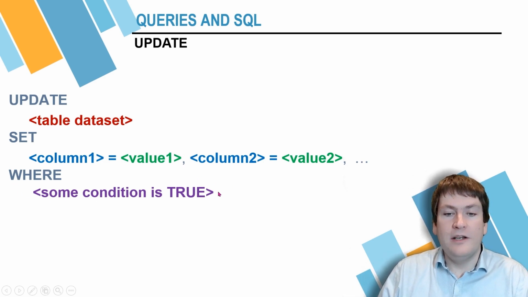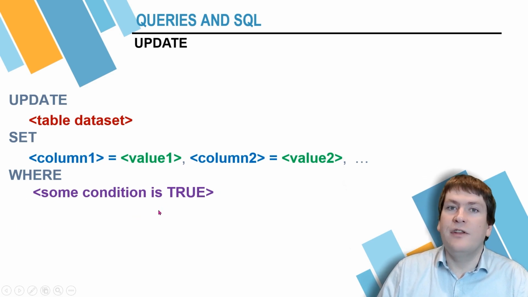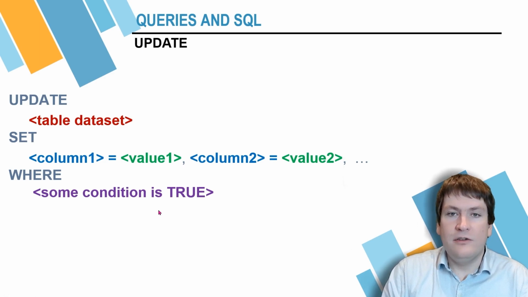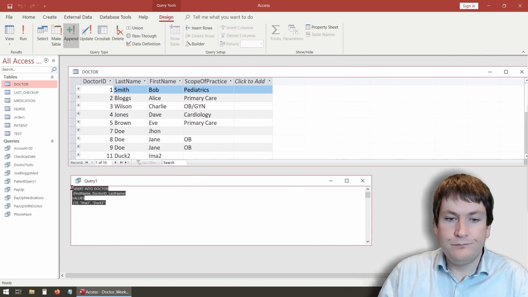And then there's some criteria. So it is important that you provide criteria because this can alter multiple records at once. So if multiple records match this criteria in purple, it will alter all of those. So let's take a look.